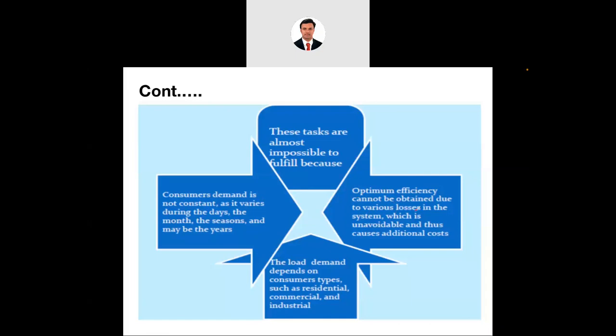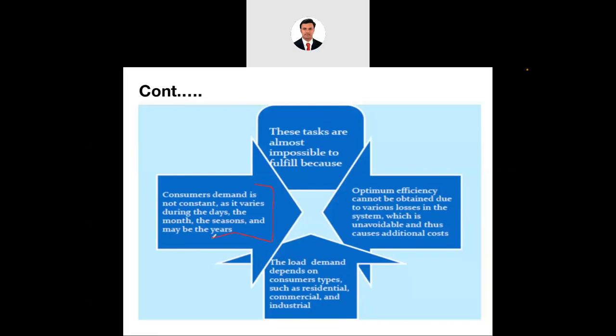Okay, the next challenge is that optimum efficiency cannot be obtained due to the various losses in the system. As we saw, if any power plant is working at the optimum efficiency, we can reduce the cost of power generation. But running that particular power plant at the optimum efficiency is not possible, because there are various losses involved in the system. Those are unavoidable. We cannot avoid those losses. So that is the second challenge. We have to run that power plant near the optimum efficiency. We have to try to lessen the gap between the optimum efficiency and the actual efficiency. That is also one of the challenges.